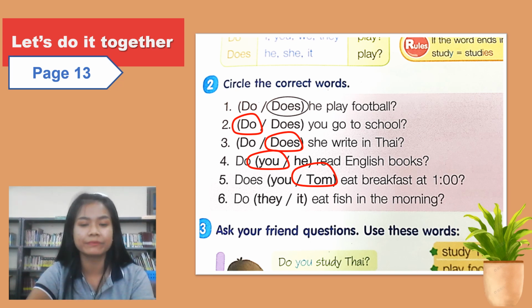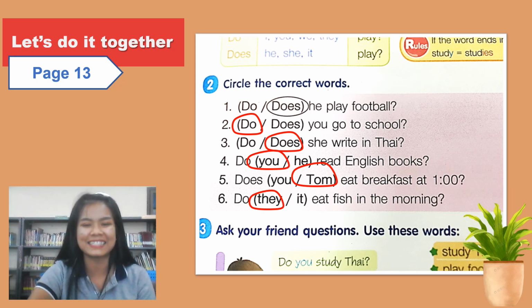And 6, do they all eat fish in the morning? What do you think? Yes, for this, we will use they. Excellent. Because I do, we do, they do. Excellent.